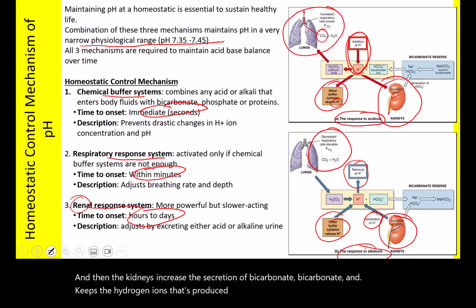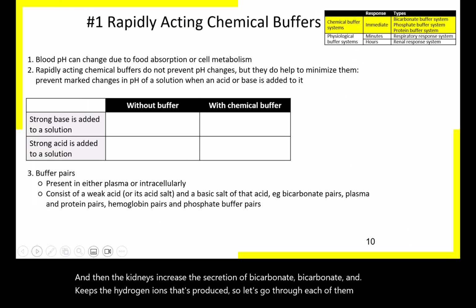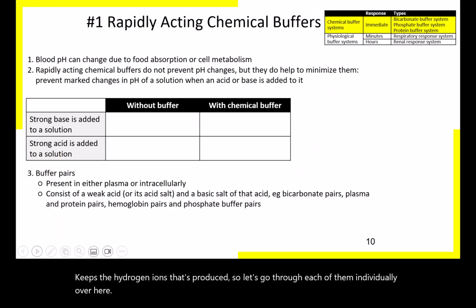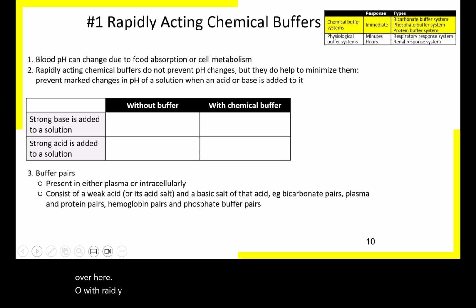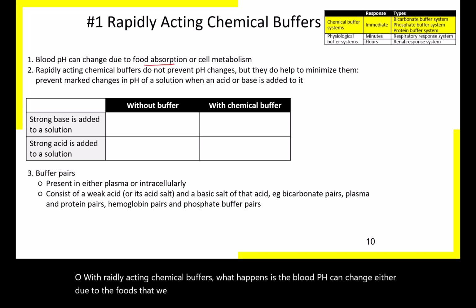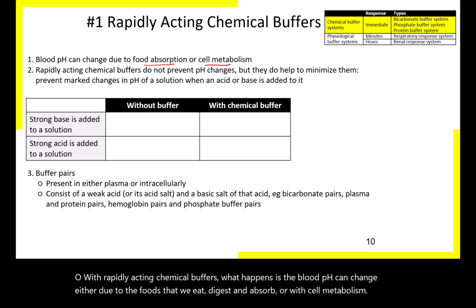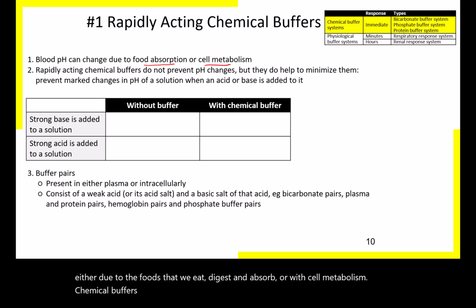So let's go through each of them individually. With rapidly acting chemical buffers, the blood pH can change either due to the foods that we eat, digest, and absorb, or with cell metabolism. Chemical buffers act rapidly. They don't prevent pH changes, but they do help to minimize them.